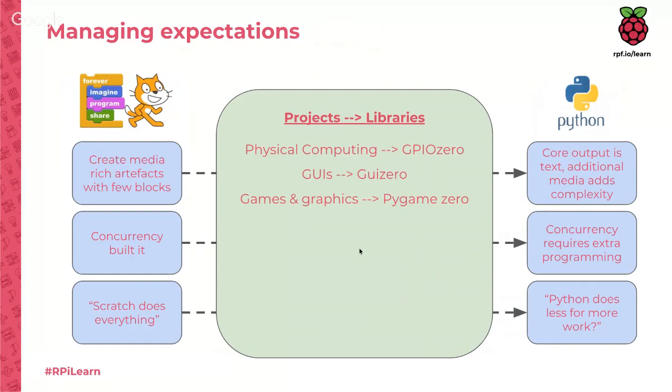Games and graphics we can tackle through something called Pygame Zero. Pygame Zero allows you to make games and media-rich artifacts, but it strips away some of the complexity and tries to make it closer to a Scratch-like experience. We can connect with websites and pull data down from them using a library called requests. We can interact with social media. We can send tweets, we can watch for tweets, and we can post and do all sorts of things with social media through Python with a library called Twython.